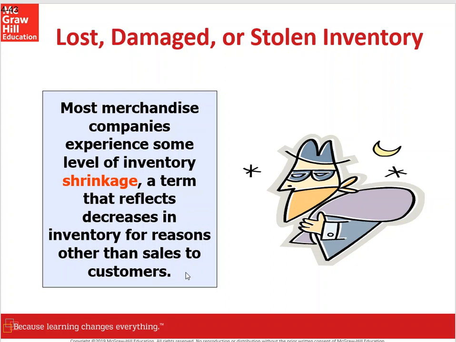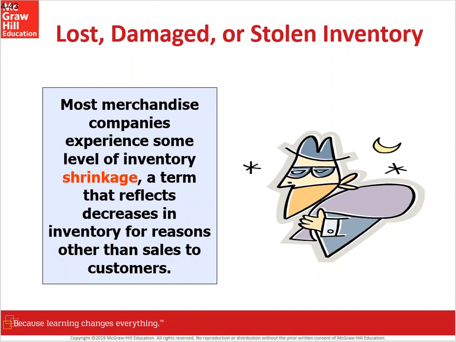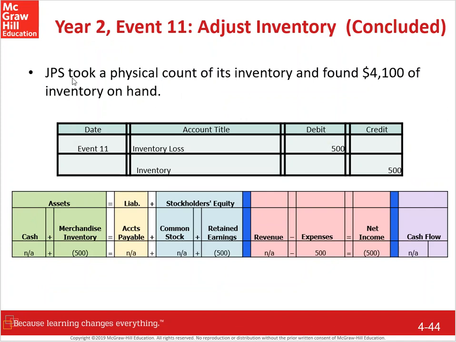Either way, if it's not there, we need to consider it inventory loss and figure out how to deal with it. So in this case, JPS took a physical count of its inventory and found $4,100 of inventory on hand. So we need to compare that to our books, which are going to show $4,600. And we discovered that we are essentially missing $500 of inventory.